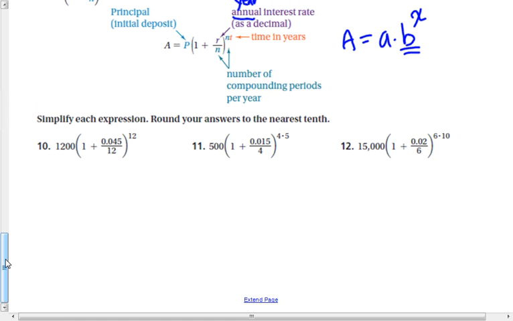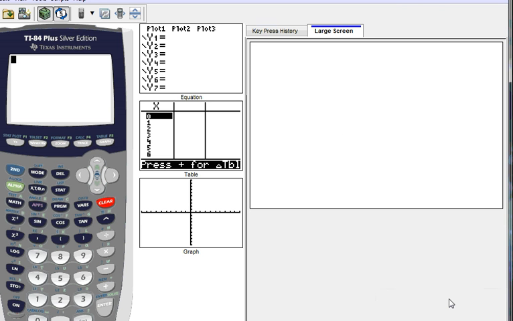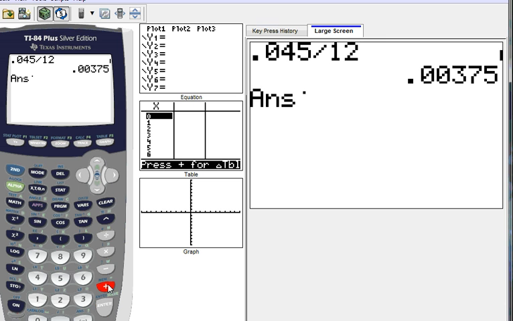Go ahead and simplify these expressions. I'll do the first one with you, number 10, just so you can see how your calculator is used to do that. All right, just use the order of operations here. What I would do first is 0.045 divided by 12. You can hit enter, then add 1.